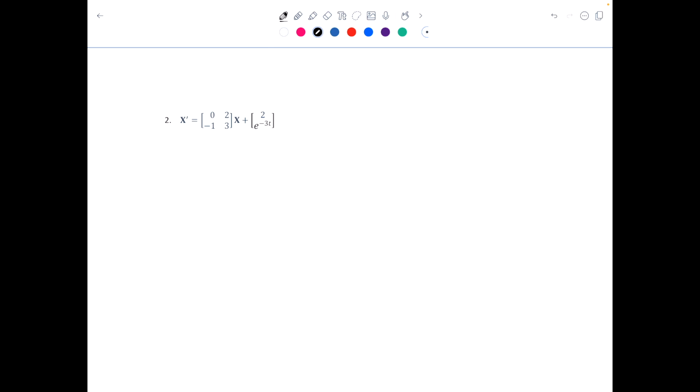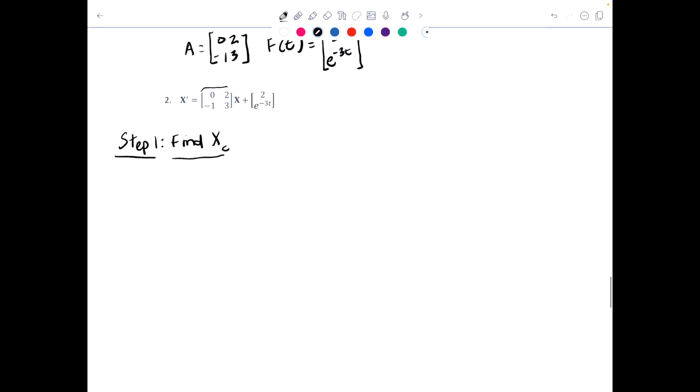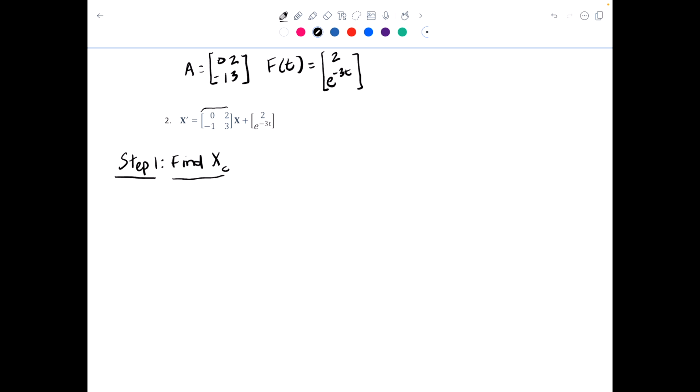All right, so our A is here, right? So it's our 0, 2, negative 1, 3. F at t is, I'll just keep it all together, 2 and then e to the negative 3t. And remember, step 1, we need to find xc. And that meant the whole eigenvalues and eigenvectors business. So let's do it.